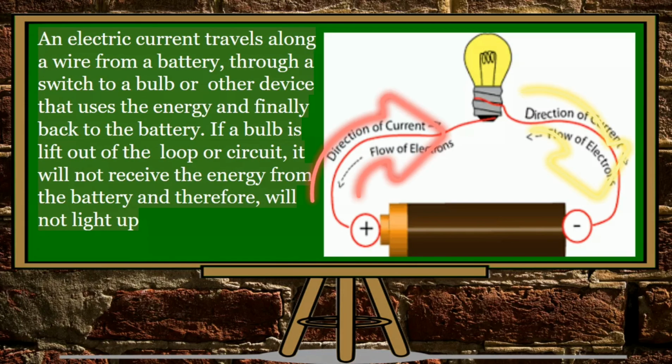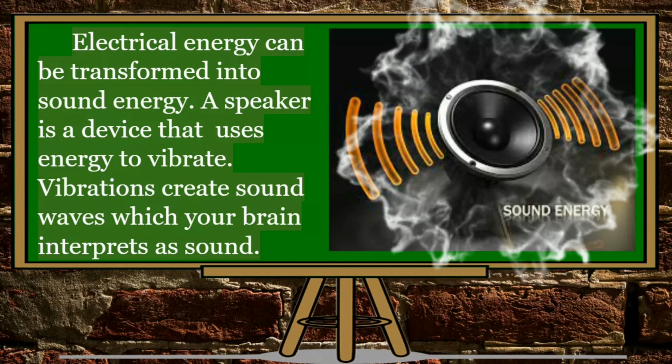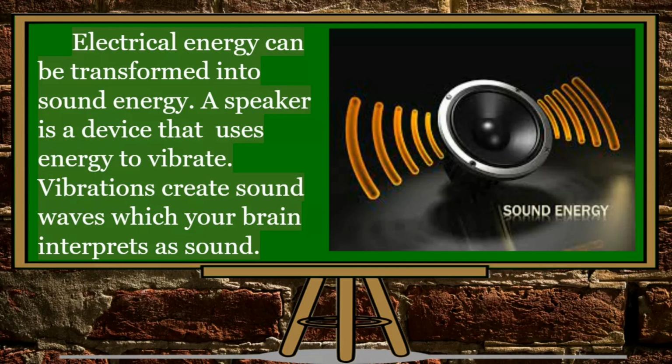An electric current travels along a wire from a battery through a switch to a bulb or other device that uses the energy and finally back to the battery. If a bulb is lifted out of the loop or circuit, it will not receive the energy from the battery and therefore will not light up. Electrical energy can be transformed into sound energy. A speaker is a device that uses energy to vibrate. Vibrations create sound waves, which your brain interprets as sound.